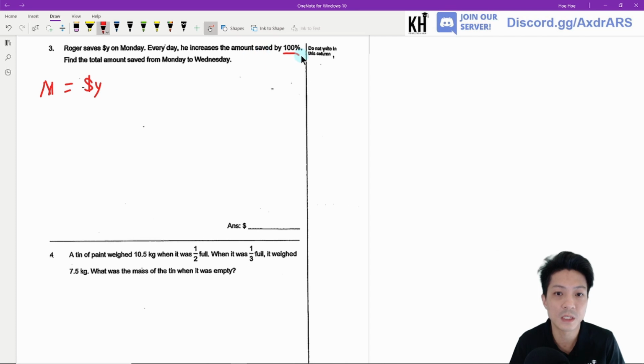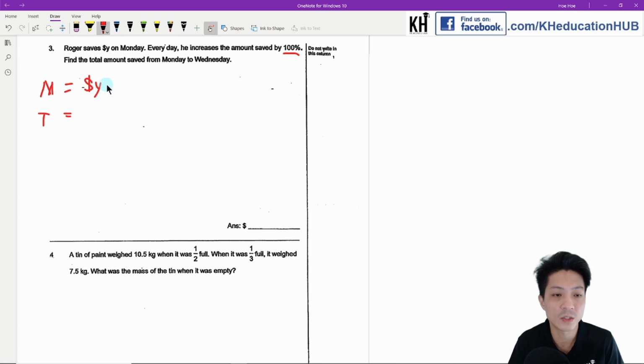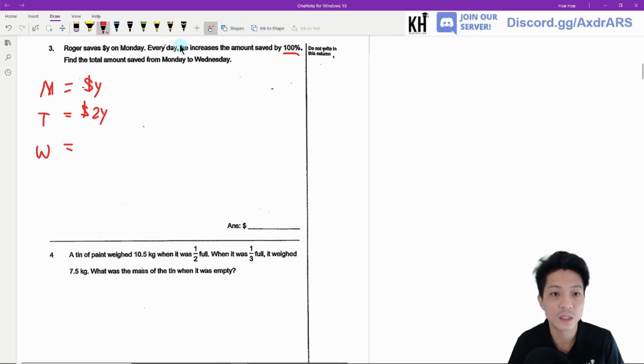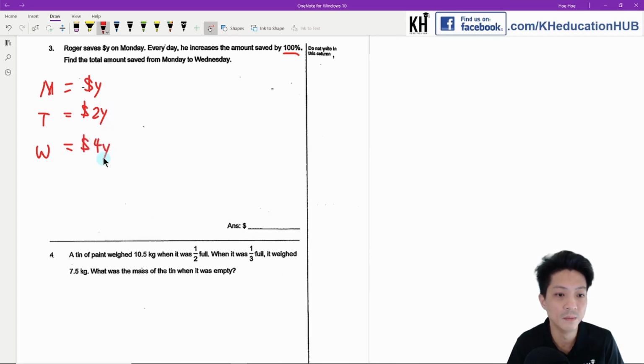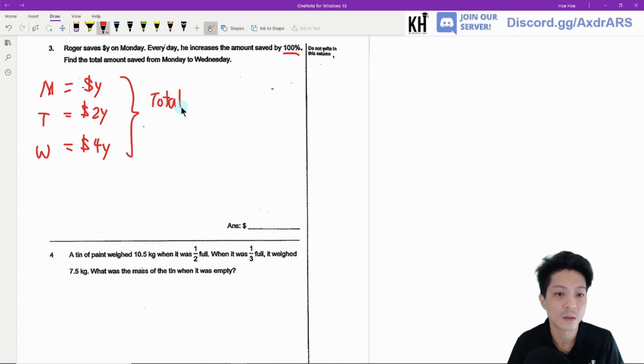Each day he increases the amount saved by 100%, which means that on Tuesday, if you increase this by 100%, you are adding another Y, which will become 2Y. On Wednesday, remember, he increases the amount saved by 100%. So 100% of this will be another 2Y, which means that on Wednesday he saved 4Y. So the total will be 4 plus 2 plus 1, which will be equal to 7Y.